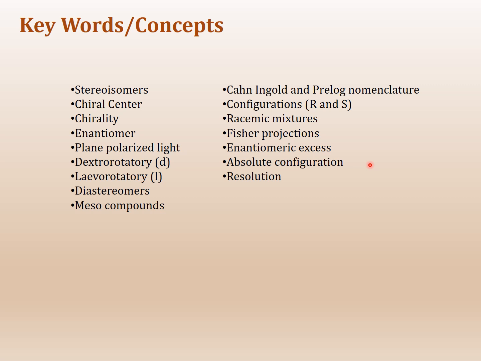Absolute configuration is when you synthesize a molecule designed to have a particular configuration at a chiral center. So if you synthesize an S enantiomer or an R enantiomer, that is an absolute configuration, so you know exactly what you're making. You're not going to end up with a mixture of the enantiomers. Anyhow, know all these terms because they're very, very specific in their meaning.